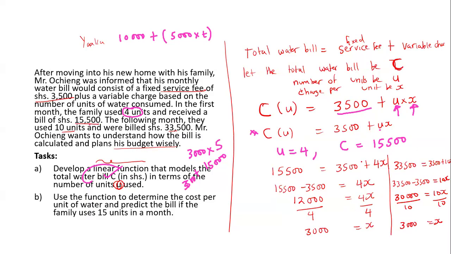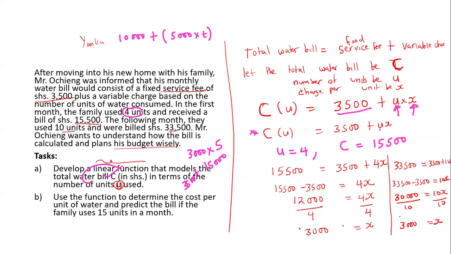Now, why are we substituting 2 times? It is to check whether our x is constant for all. Otherwise, if the x was different, it means we would not have formed a linear function. But now since we have got our x constant, 3000 for the first and 3000 for the second, it means it is constant. So each unit is charged at 3000.